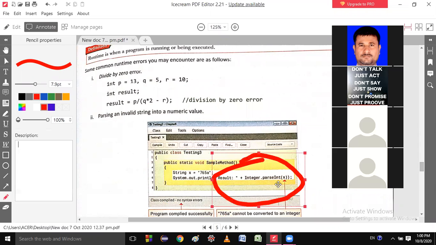So you have written it syntactically correct. You are doing everything correct, but at runtime your program is getting into trouble. So that's why it is called a runtime error.